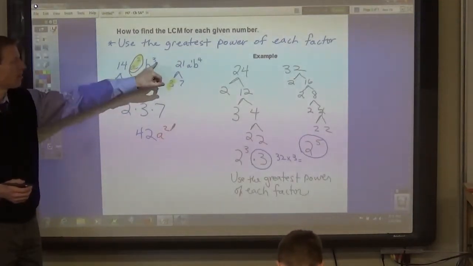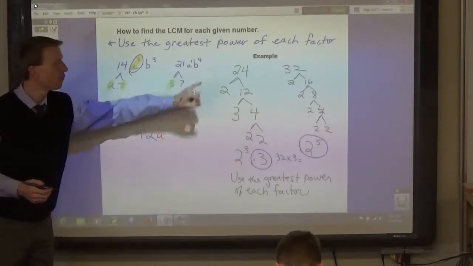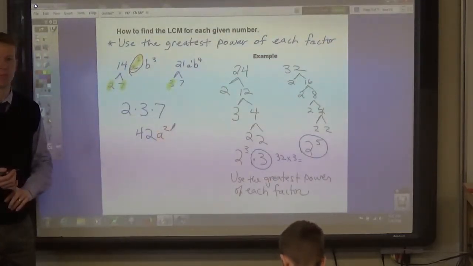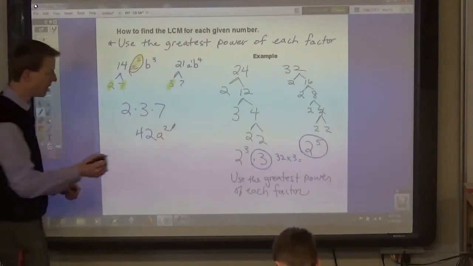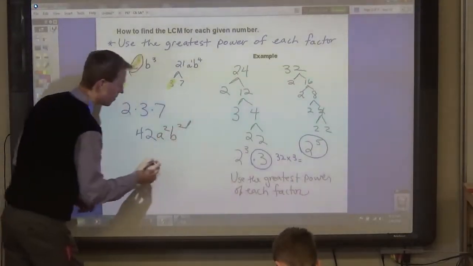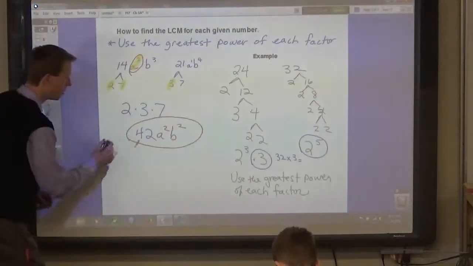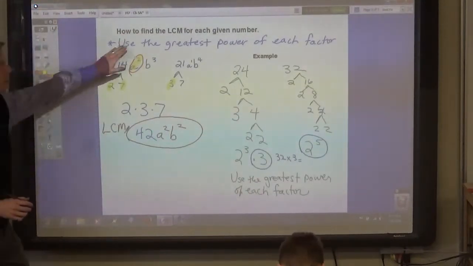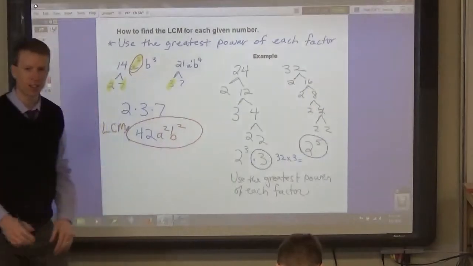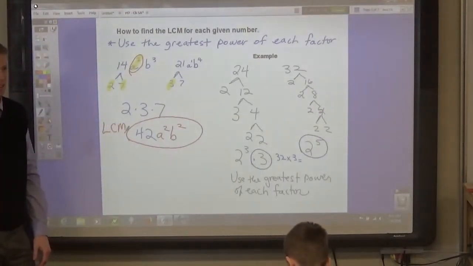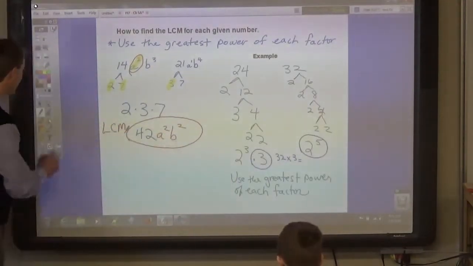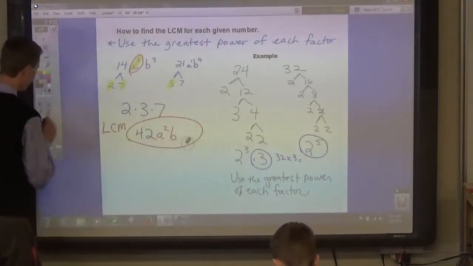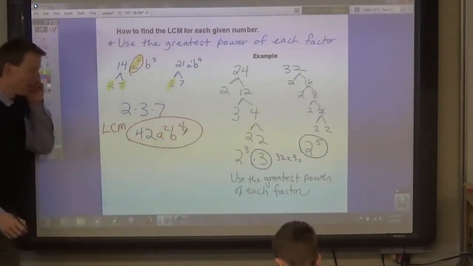Then, this is b to the third. This is b to the fourth. Which one should we use as our multiple? B to the fourth. So this is our lowest common multiple. It's the greatest power of each factor. Oh, you're right, thank you. B to the fourth power.